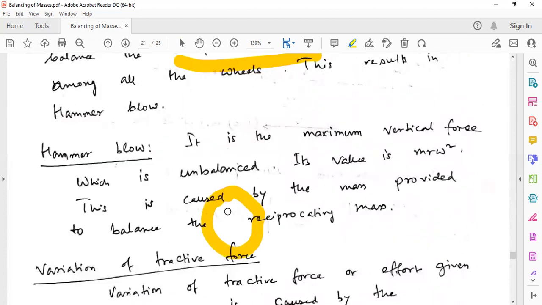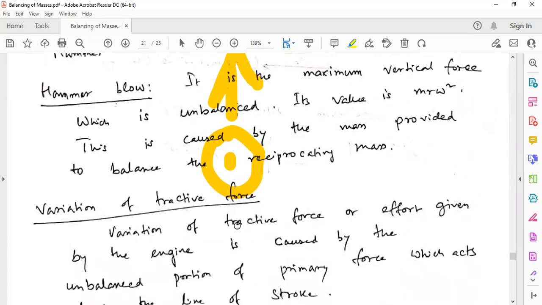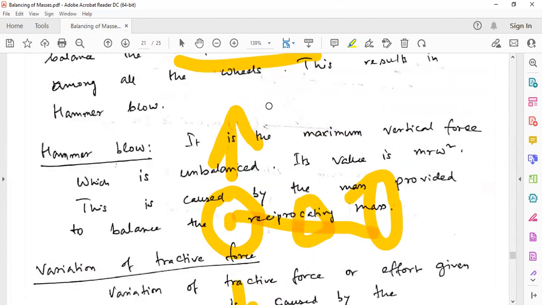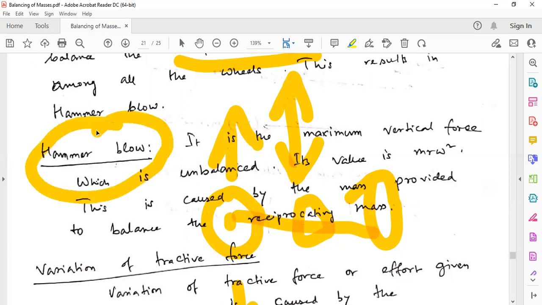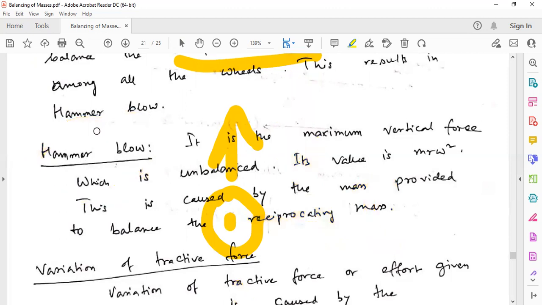Suppose we consider the entire locomotive with its reciprocating and rotating parts. Here we have one vertical unbalance. Suppose this is one wheel, another wheel, another wheel. Wherever everything is connected, we have a vertical motion like this, up and down, up and down. So this is called hammer blow. And this is an unbalanced force, and the value is mr omega square.